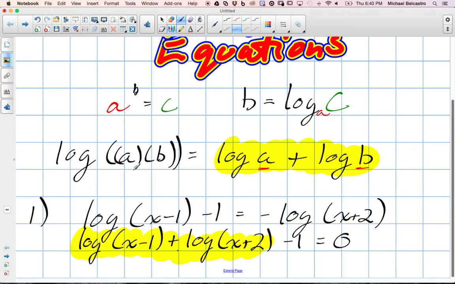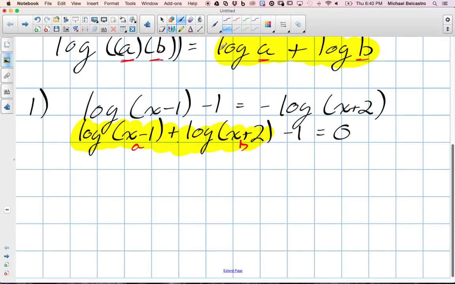Okay. We can simplify it as log of A times B. And vice versa. If we have log of A times B, we can expand it by putting log A plus log B. So what I have here, if we think of this as being our A and our B, I can now simplify it by writing log, in brackets, our A is x - 1 times our x + 2. Okay. And then I'm going to move our negative 1 to the other side of the equation. So it becomes a value of 1 here.